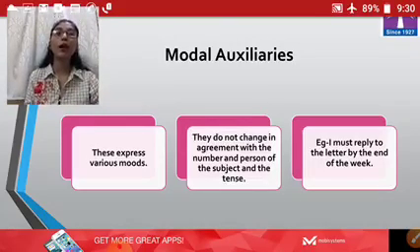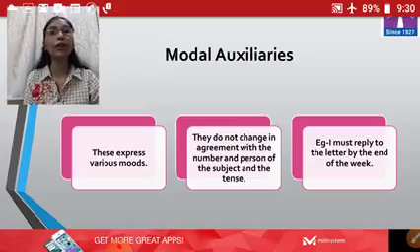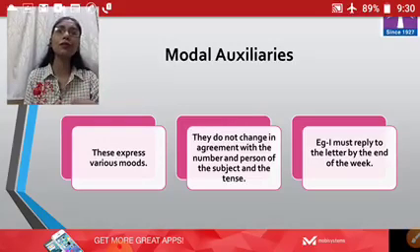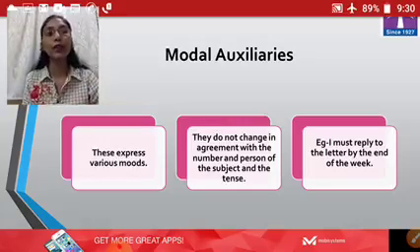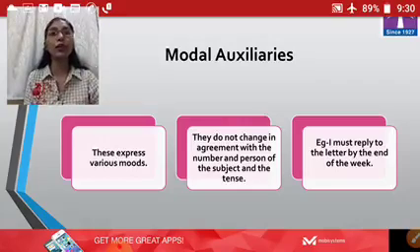An example is, I must reply to the letter by the end of the week. Now here we have I as the subject, must as the modal auxiliary. If I change the subject of the sentence, they must reply to the letter by the end of the week. She must reply to the letter by the end of the week. So here the modal auxiliary does not change as per the subject.